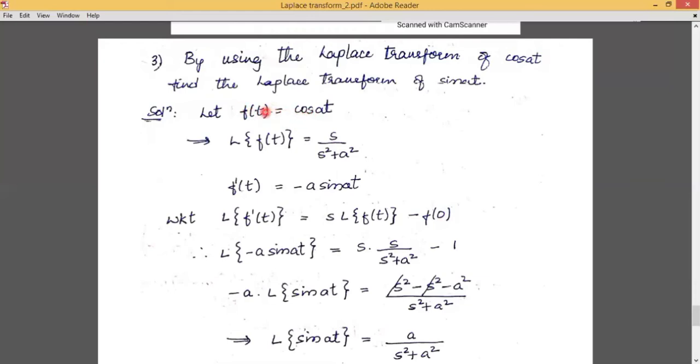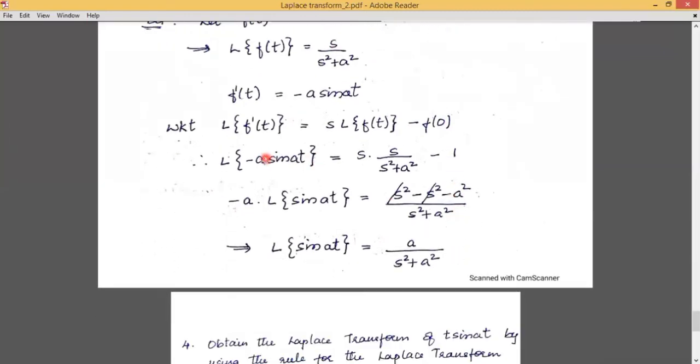See, f of t is cos at. So f of 0 will be cos 0. Cos 0 is nothing but 1. So here the constant minus I have taken outside. And here after taking LCM, you'll get s square minus s square minus a square divided by s square plus a square. So this plus a square minus a square will get cancelled, and you are left with minus a square by s square plus a square.